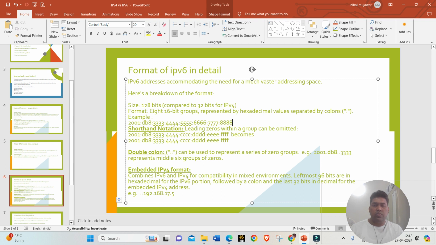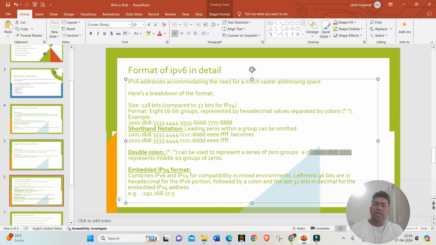Shorthand notation: when we have leading zeros within a group, they can be omitted. So this is an example, you can see it becomes like this. If we have a double colon in IPv6, it represents a series of zero groups. Here you can see 2001, DB8, a double colon, and then 3333. So this double colon represents a series of zero groups.